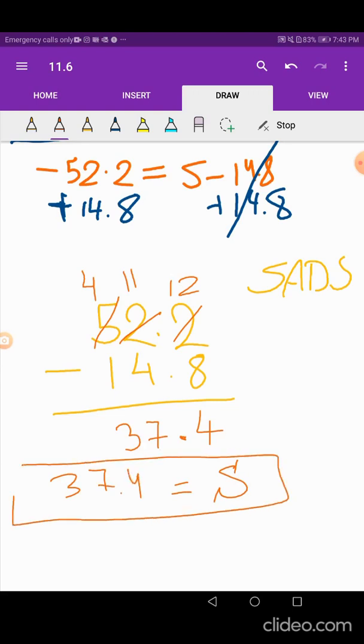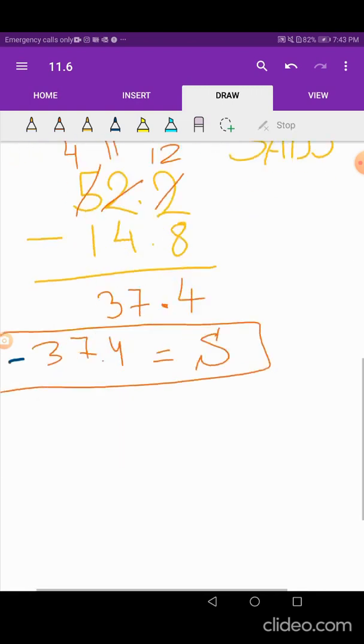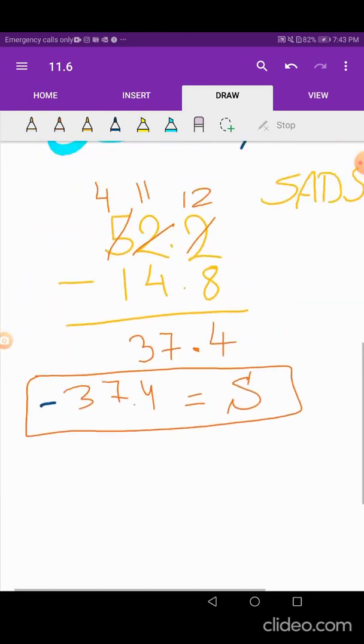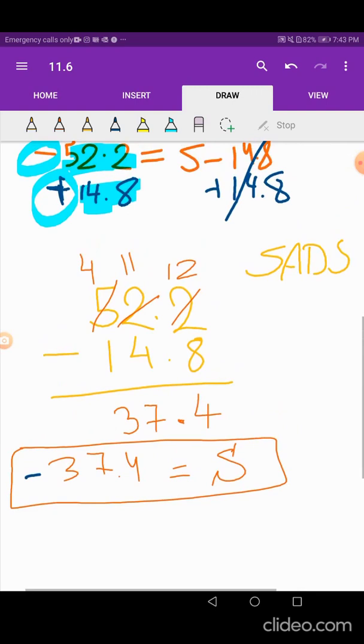Okay, now the question. Is it going to be a negative number or a positive number? I'll look over here. The big number, which is 52.2, has a negative sign, while the small number has a positive sign. So, of course, it's going to be a negative sign, according to the bigger number. Let's check by replacing s by negative 37.4.